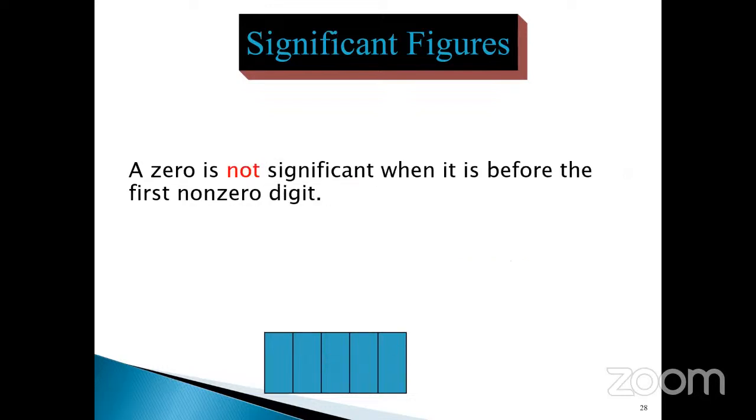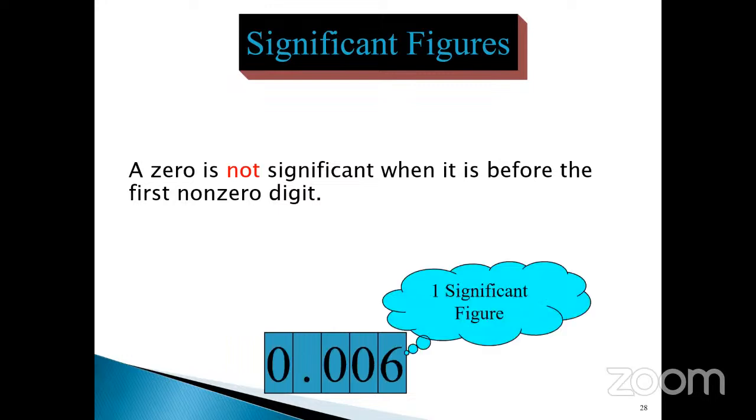Okay, now the next rule deals with a situation where the zero is not significant, right? This rule says a zero is not significant when it is before the first non-zero digit, all right? Here's an example. In this case here, we have only one non-zero digit and it's preceded by 3 zeros, right? So according to this rule, those zeros preceding the 6 would not be significant. So there's only one significant digit being represented here, all right?